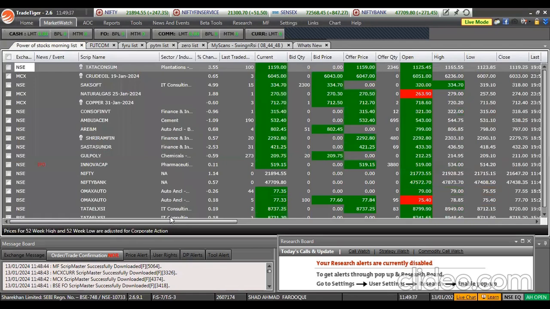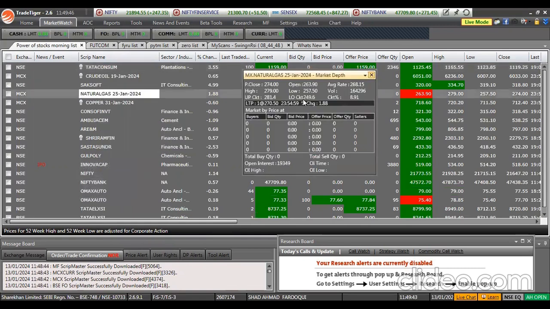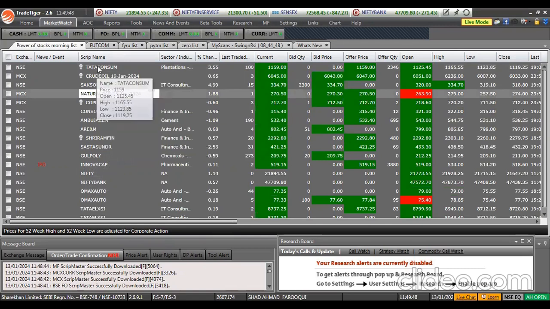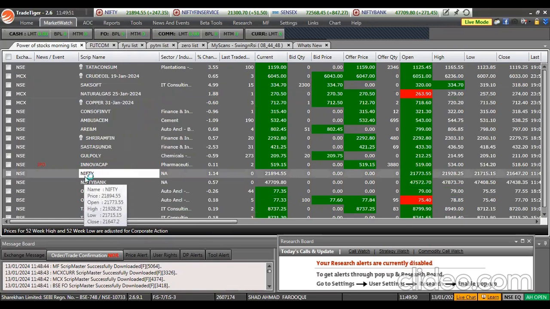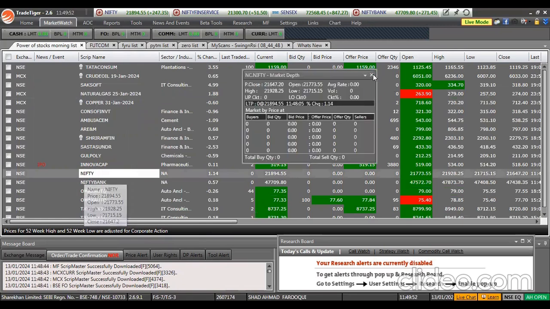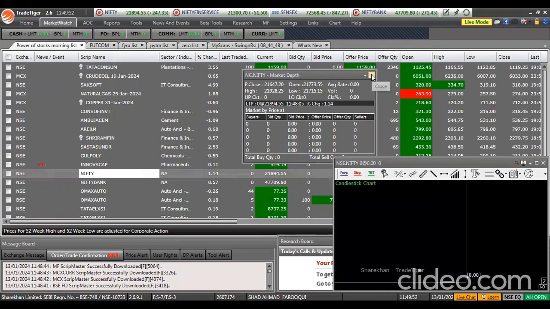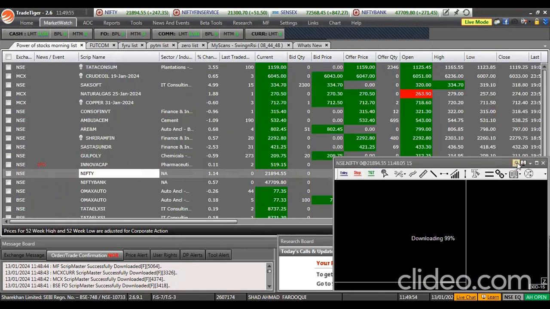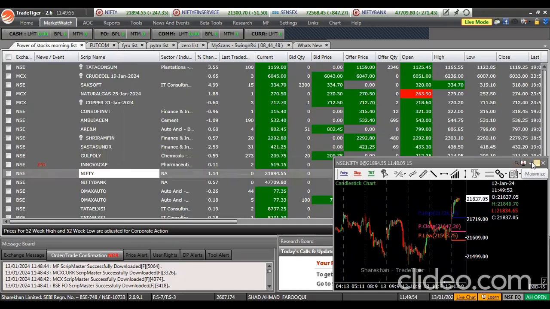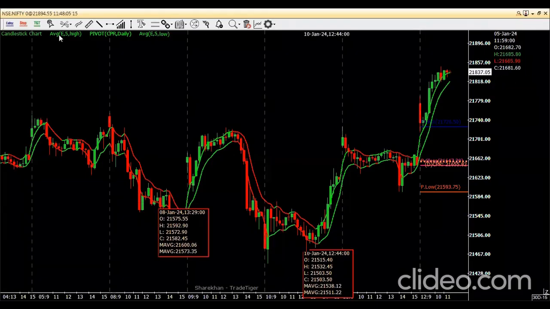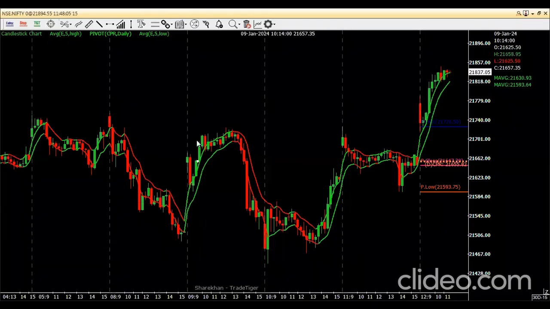Let me open a normal playlist. I have a few stocks listed in this. Let's begin with our own index, Nifty. This is our index Nifty, and we are going to analyze this in Nifty. So let's begin with our topic.